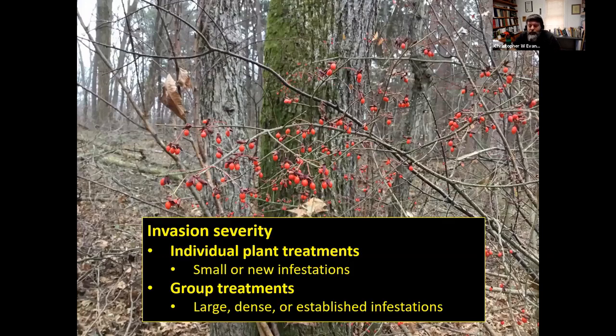And so you need to look at these questions. You need to ask yourself, what's the severity of your infestation? Do you have small or new infestations with smaller plants? Then you can look at methods like pulling that do individual plant treatments, so you have the capability of treating one plant at a time. But if you have large, dense, established infestations, then what's more practical would be looking at group treatments, land clearing, or herbicide applications or something like that. So knowing what's feasible on that land starts with knowing the severity of the infestation that you're wanting to address.